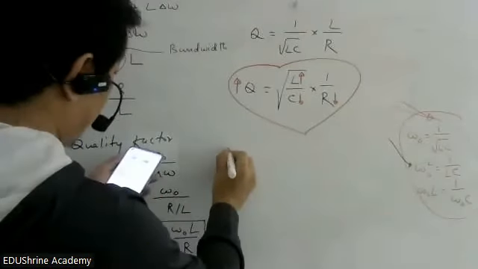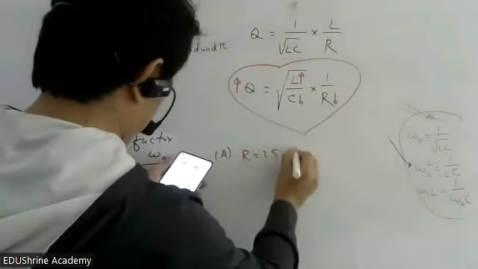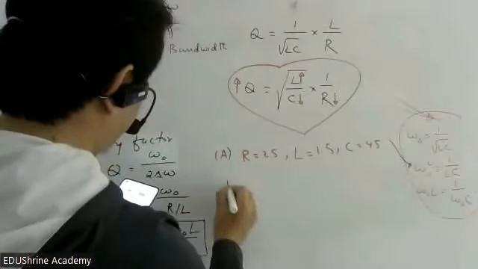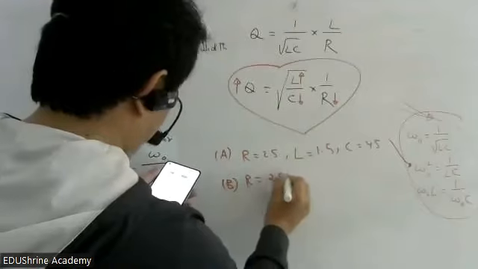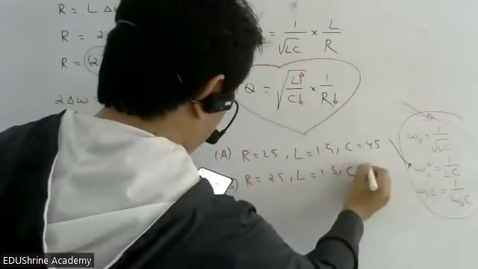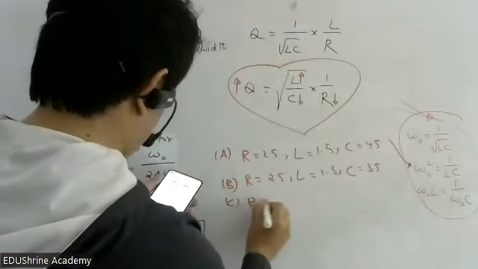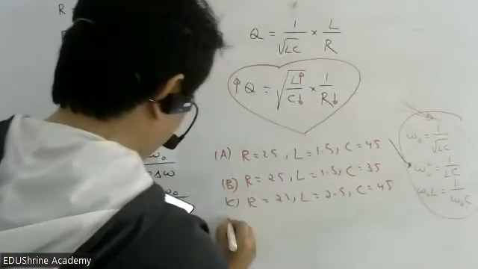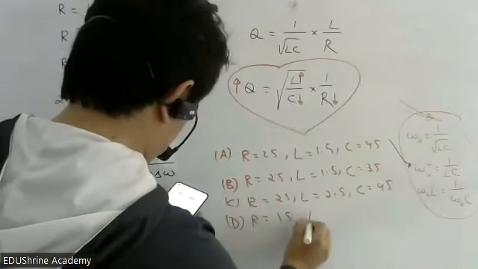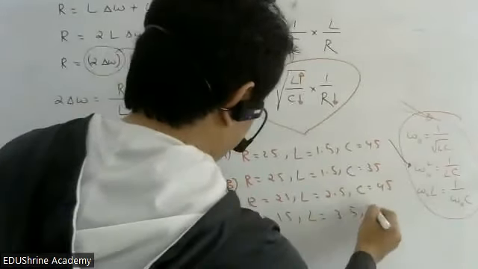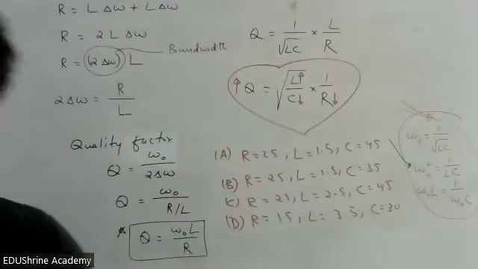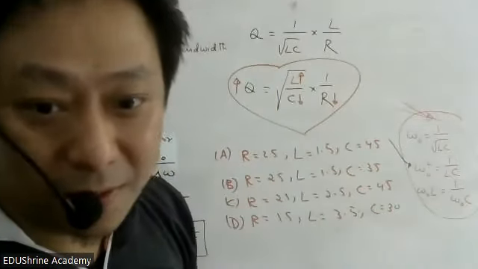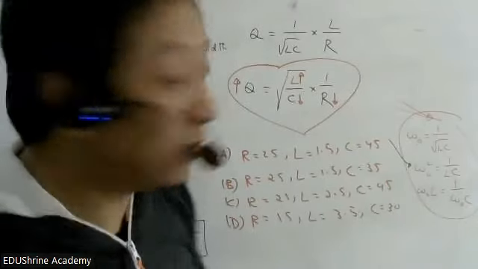First option, R 25, L 1.5, C 45. Units are the same, so I will not write. R 25, L 1.5, C 35. R 25, L 2.5, C 45. R 15, L 3.5, C 30. Now, in such cases, you may have to substitute all of them and check, but that will be time consuming. So we have to see whichever has the largest value of Q.